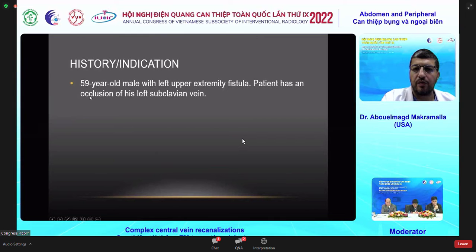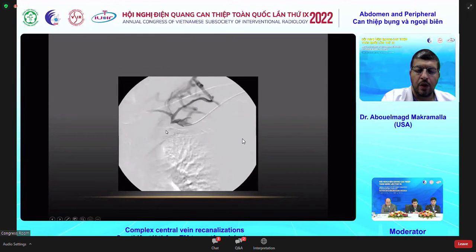This is another patient, 59 years old, with a left upper extremity fistula, who has an occlusion of the left subclavian vein. As you can see, there's complete occlusion of the brachiocephalic vein and subclavian vein, with multiple collaterals. We tried all conventional wires and catheters. We even tried the V18, and it wouldn't work.